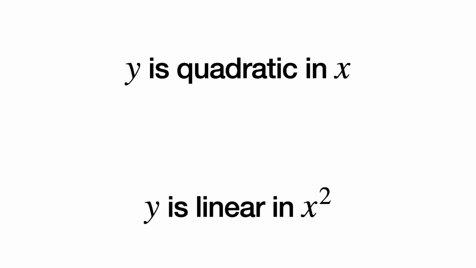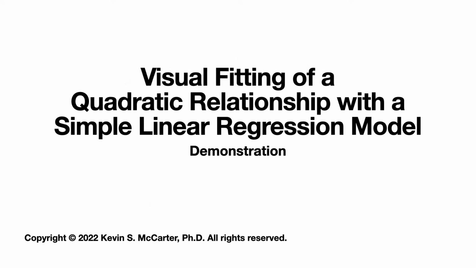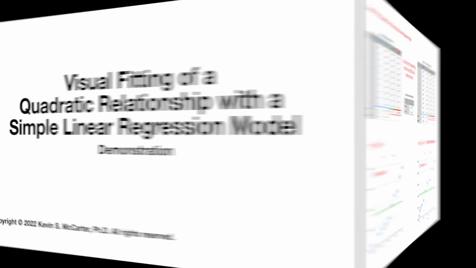All right, so what I want to do next is use the procedures that we've used in the course up to this point to fit a quadratic relationship between the response variable y and the explanatory variable x. And we're going to do this first using a visual fitting process like we did in a previous lecture video. So we're going to be doing a visual fitting of a quadratic relationship using a simple linear regression model.